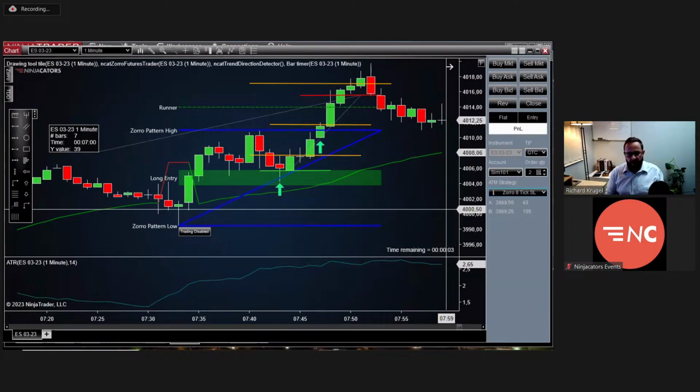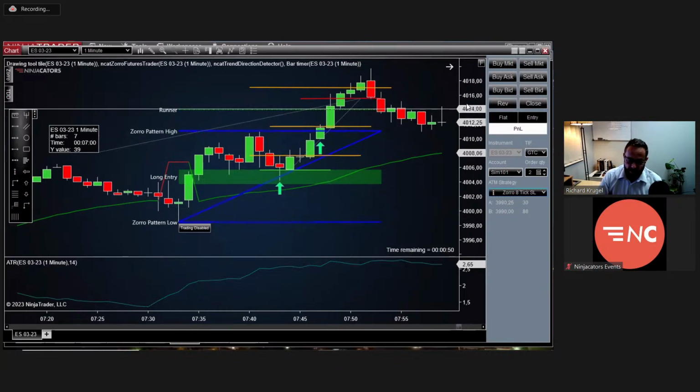Again, you still need a human input to draw the pattern, but then the ATM strategy takes over, gets you in a trade, places your stop loss, moves it to break even if price moves a certain direction in your favor, and then you take over and manually start trailing your stop to the upside.